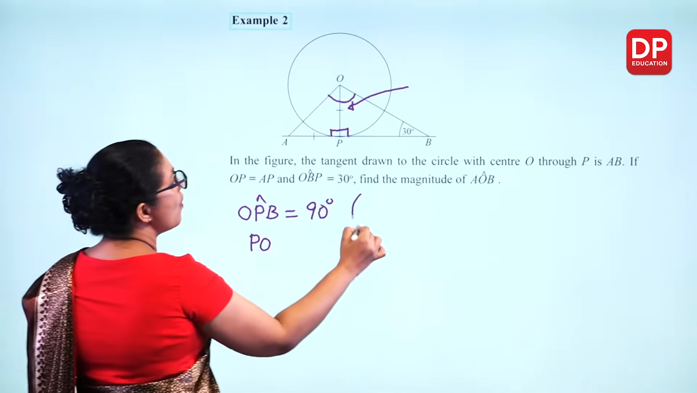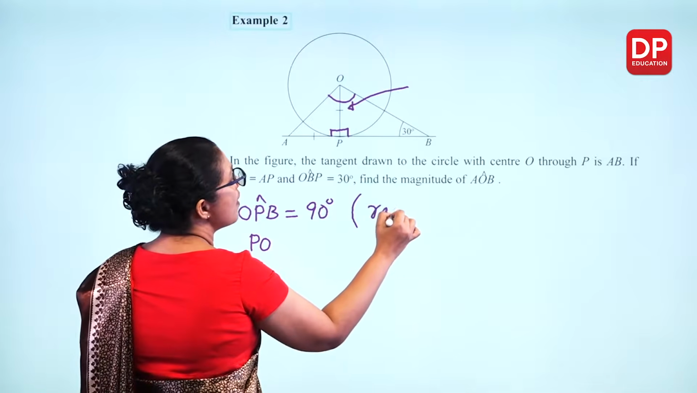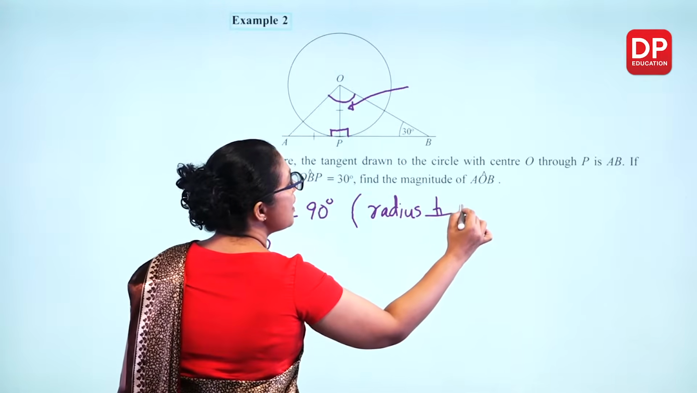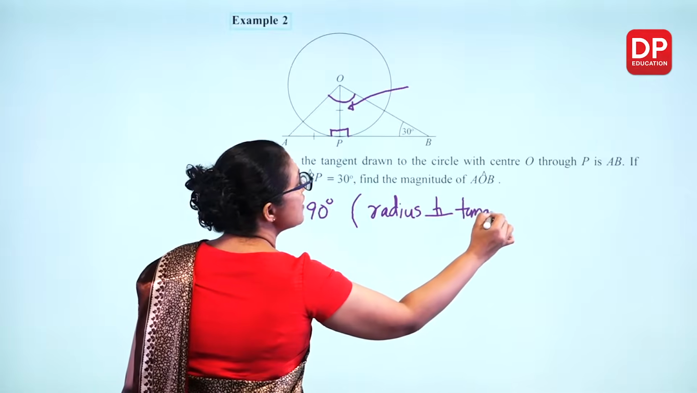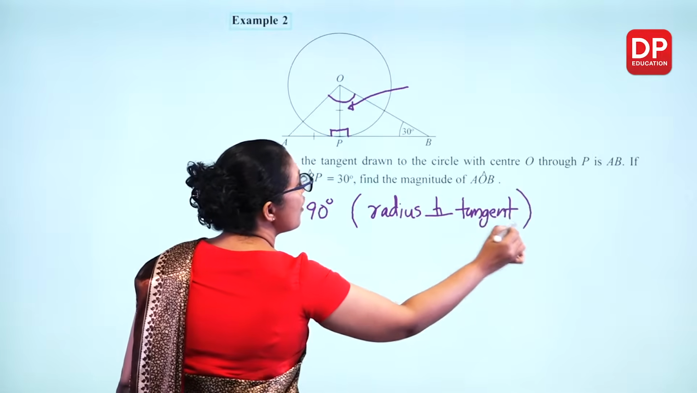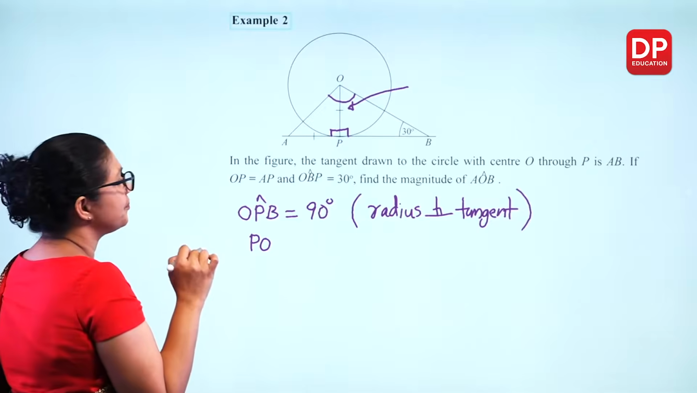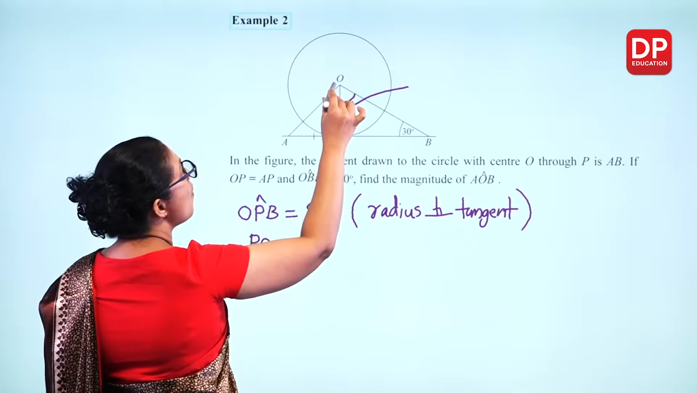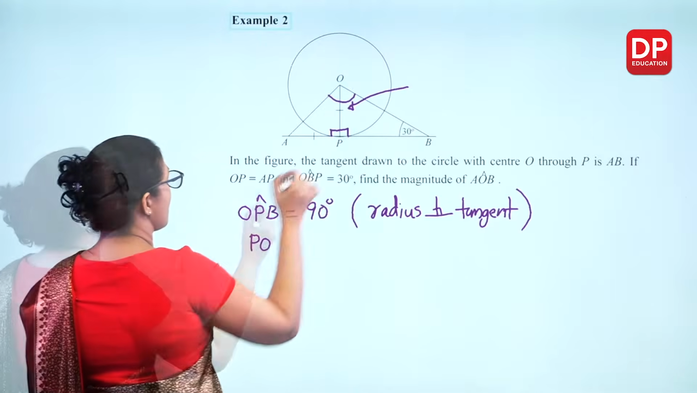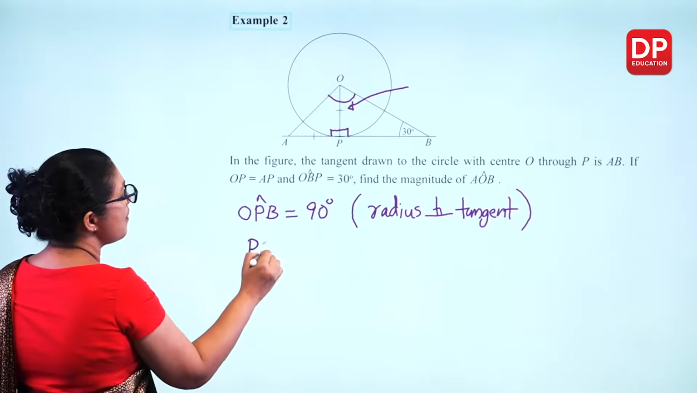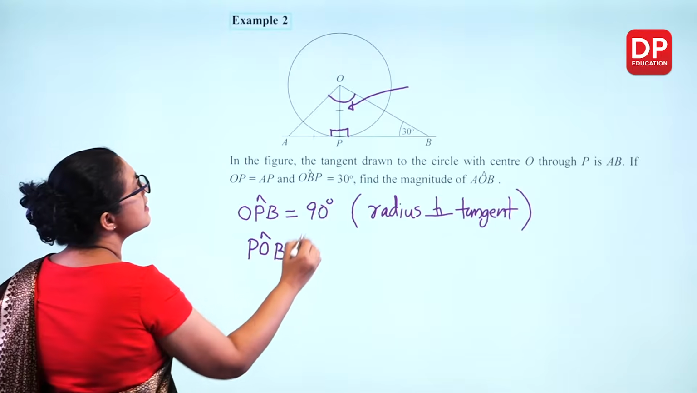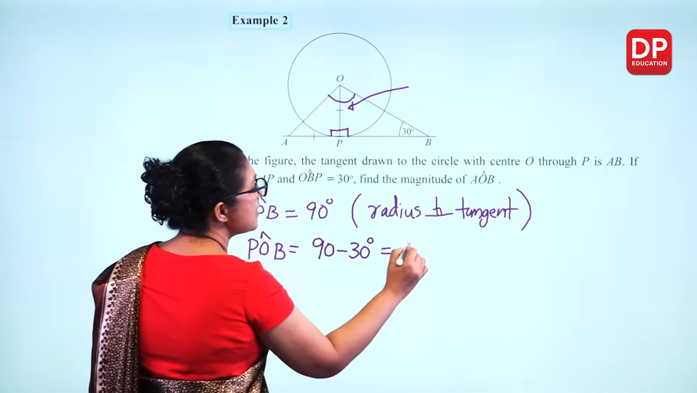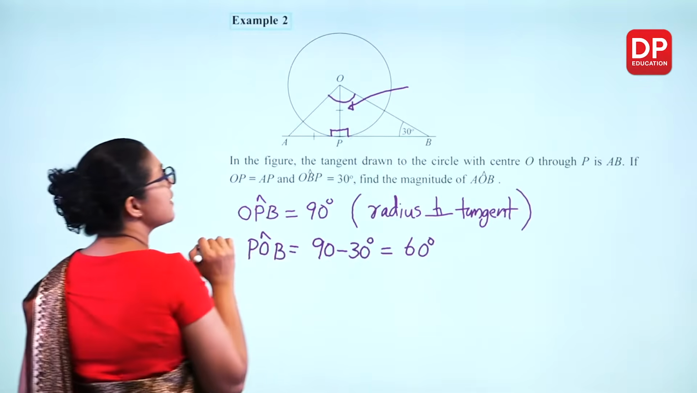We'll write down the theorem. Radius is perpendicular to the tangent at point of contact. So angle POB is 90 minus 30. So you get 60 degrees for this angle.